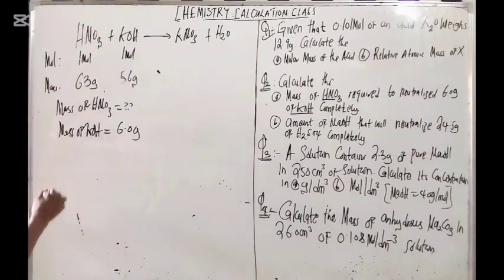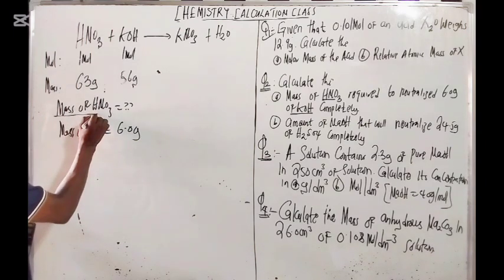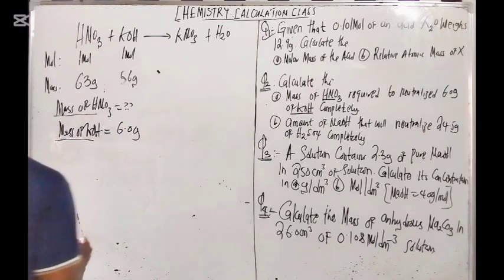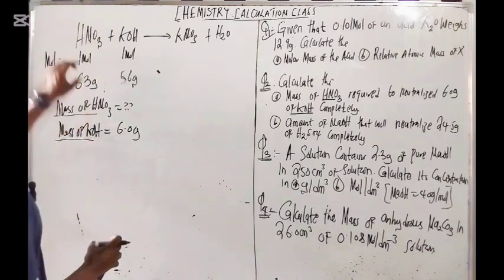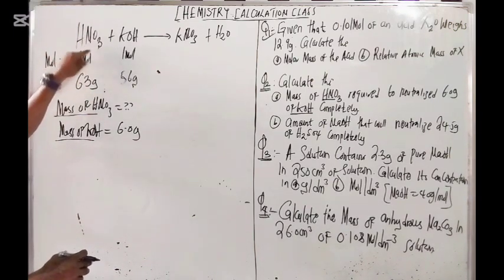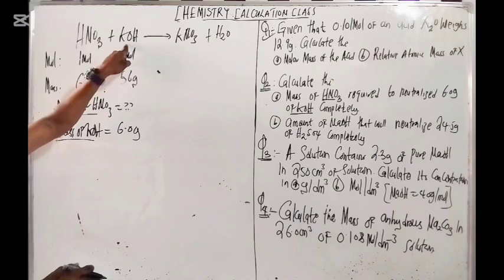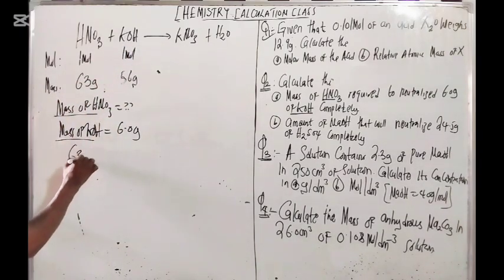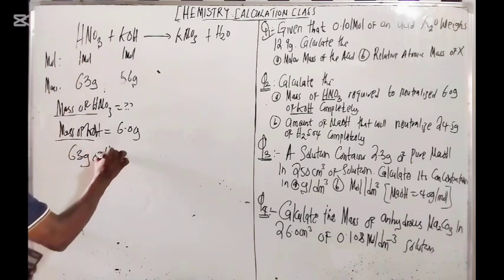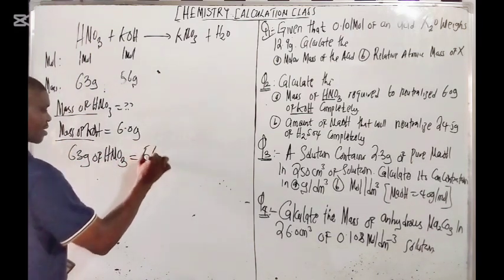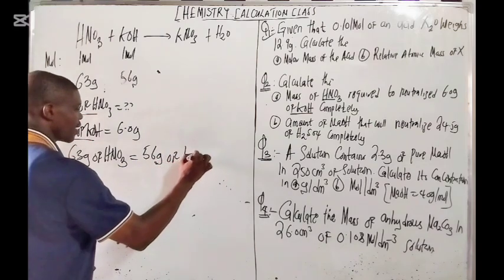If you check it very well, it's a mass to mass relationship. The mass of this was given to you, so you should calculate the mass of this one here. So now in the mass to mass relationship here, 63 gram of HNO3 is equal to 56 gram of KOH.